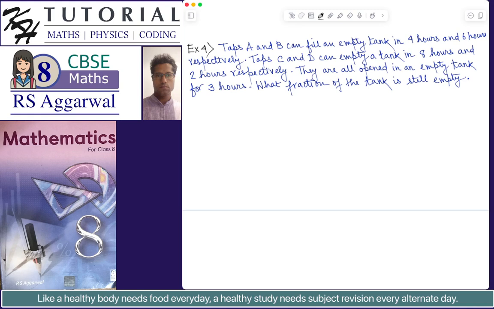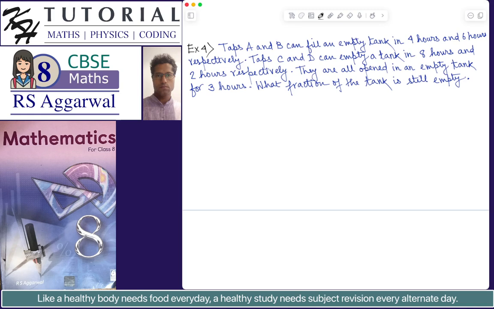Now first we have to check what is the work done by all these 4 taps in 1 hour. It should be positive. Only then per hour the tank will get filled up. And if the net work done by all these 4 taps in 1 hour is negative, then the tank will never get filled up by water.